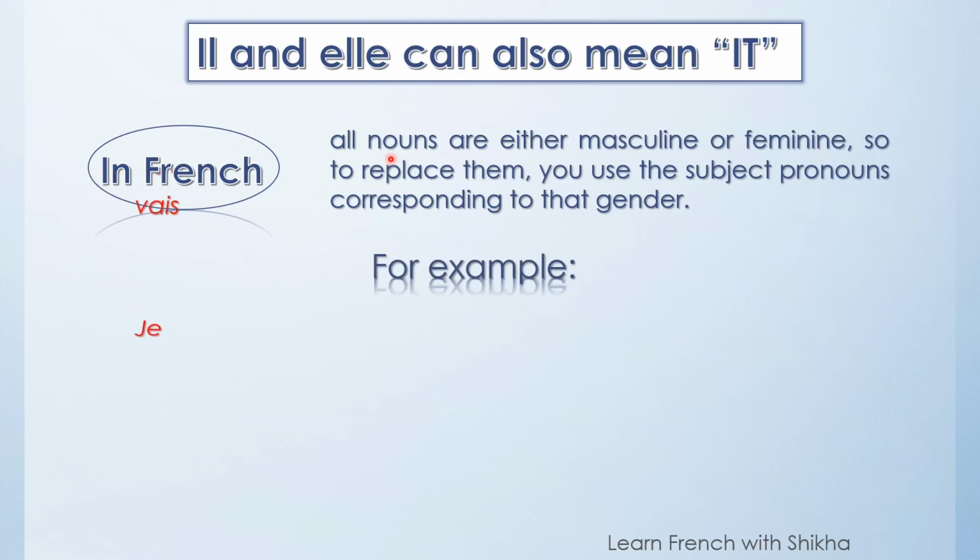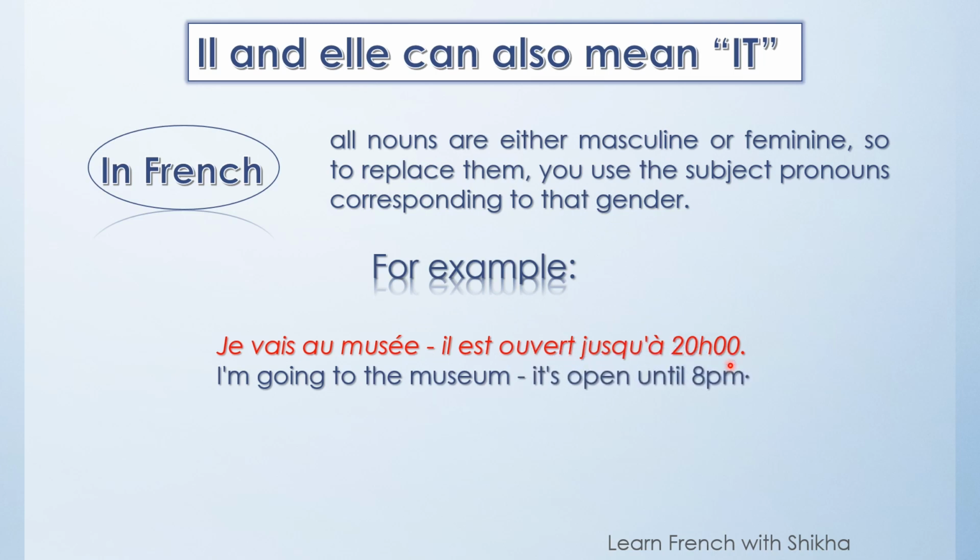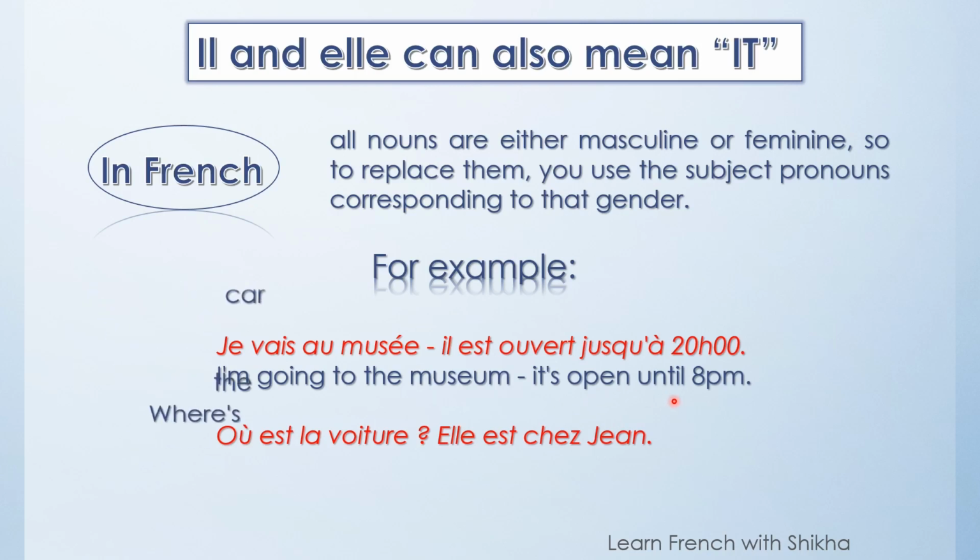For example, je vais au musée, il est ouvert jusqu'à 20 heures. I am going to the museum. It is open until 8 p.m. So here you can see je vais au musée. Musée is the noun we are talking about here. It's a masculine noun. So we have replaced it by il, which means it is open until 8 p.m. Il est ouvert jusqu'à 20 heures.